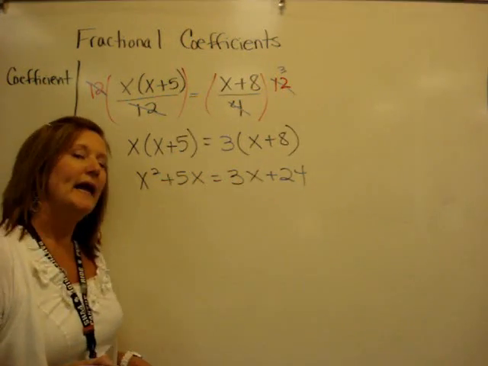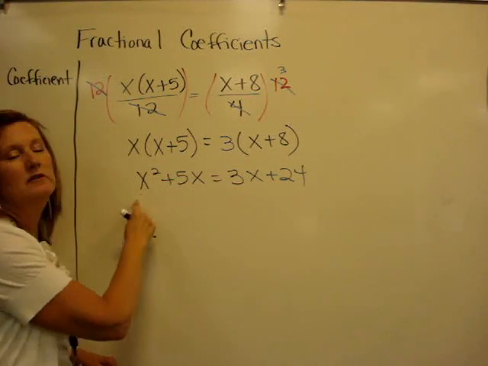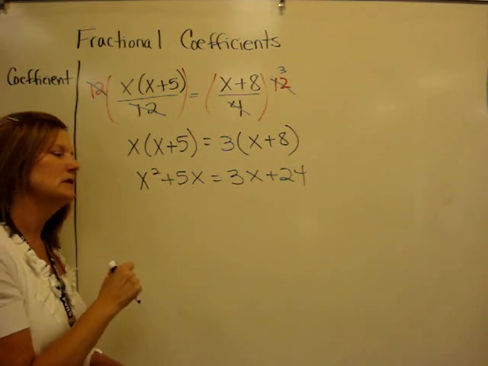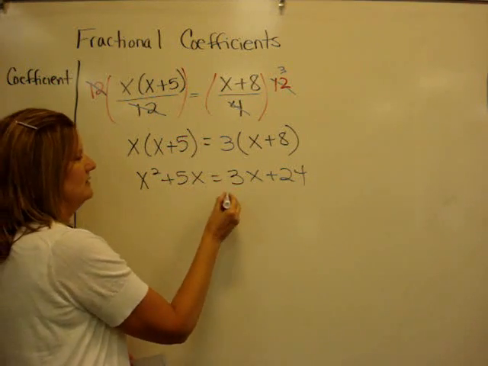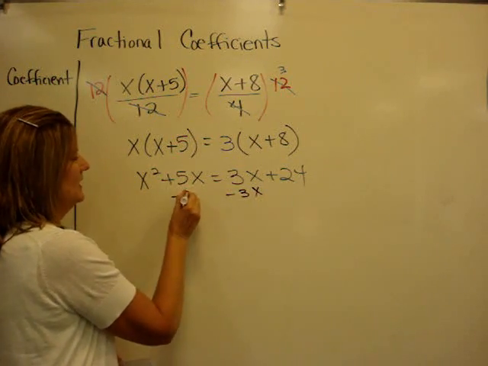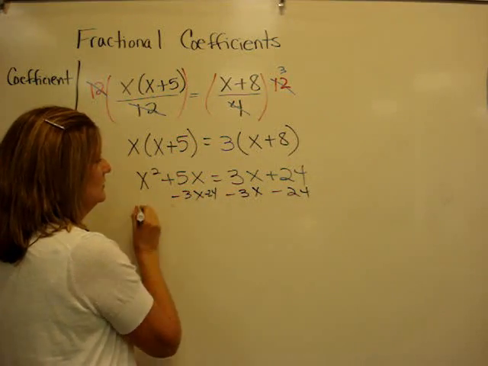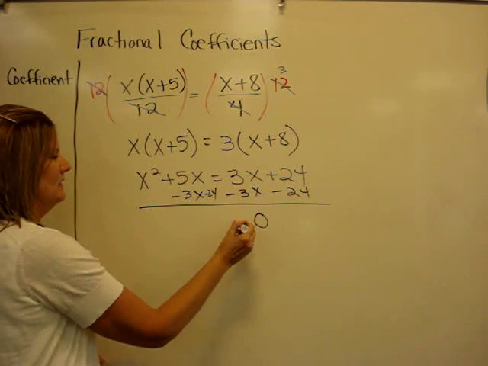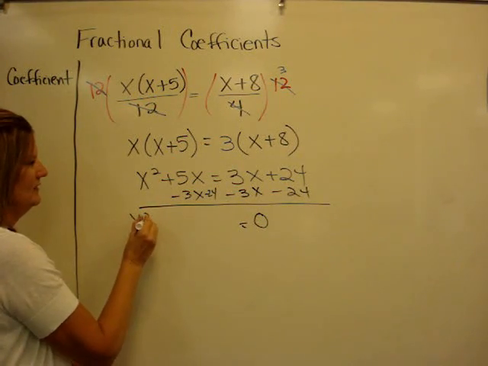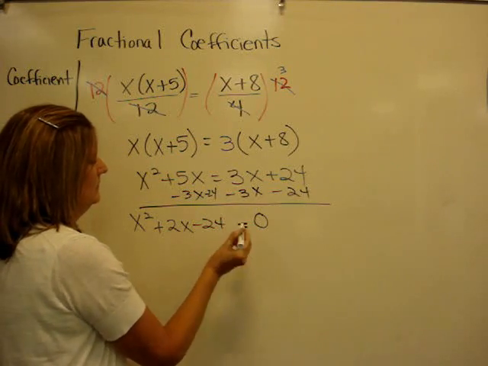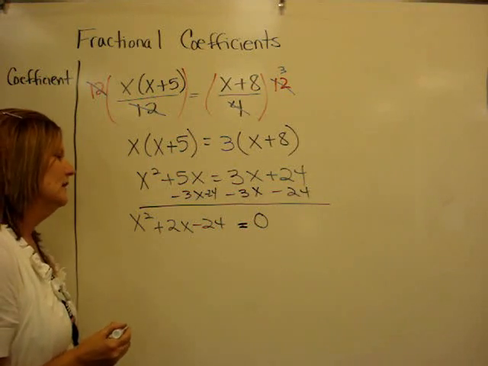I'm not done yet. I have a squared term. I'm going to go to where it's positive. It's positive over here, so I'm going in this direction. So I'm going to subtract 3x from both sides, and at the same time I'll subtract 24. What I get is 0 on that side. On this side I have x squared plus 2x minus 24 equals 0.